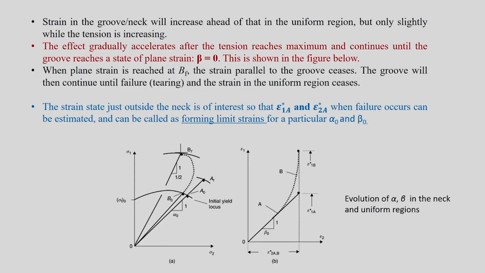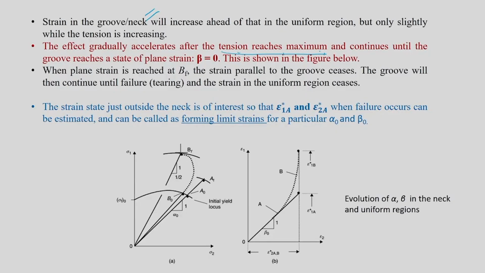So it is clear that in the B region, the strain in the groove, or in the neck, will increase ahead of that in the uniform region, but only slightly while the tension is increasing. So, as you slowly deform the material and tension is increased, you will see that strains will be a little bit ahead in B. Why? Because sigma 1b is going to be larger. But this difference is going to gradually accelerate after the tension reaches a maximum.